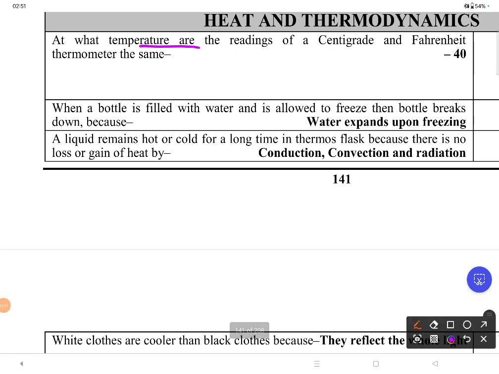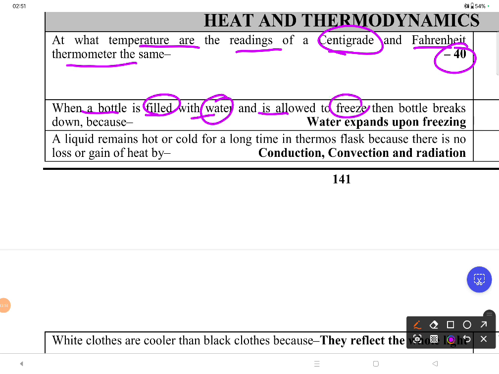At what temperature are the readings of centigrade and Fahrenheit thermometers the same? -40 degrees Celsius. When a bottle is filled with water and is allowed to freeze, then the bottle breaks because water expands upon freezing. A liquid remains hot or cold for a long time in a thermos flask because there is no loss or gain of heat by conduction, convection and radiation.